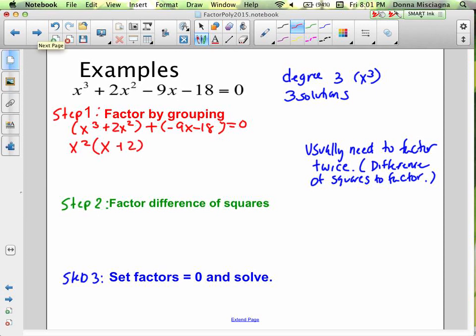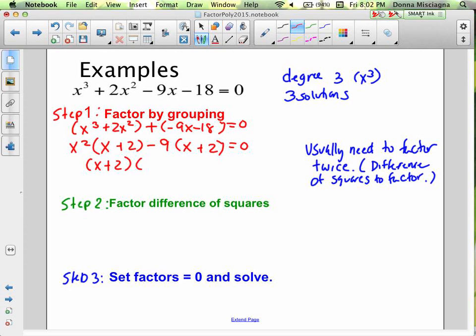Negative 9x and negative 18, greatest common factor, is going to be a negative 9, because we want our x term to be positive. So it matches the x plus 2. Negative 9x divided by negative 9 is a positive x. Negative 18 divided by negative 9 is a positive 2. And so now we can factor out that x plus 2.